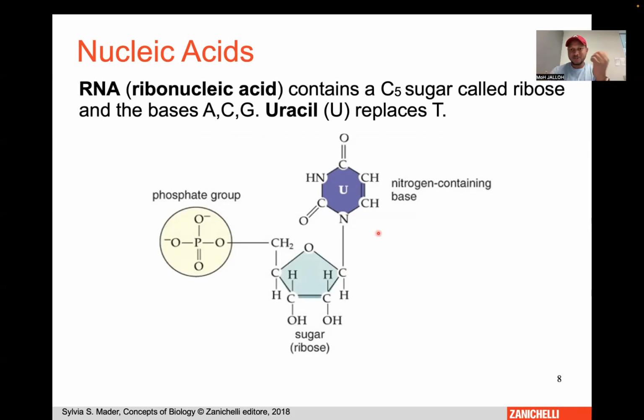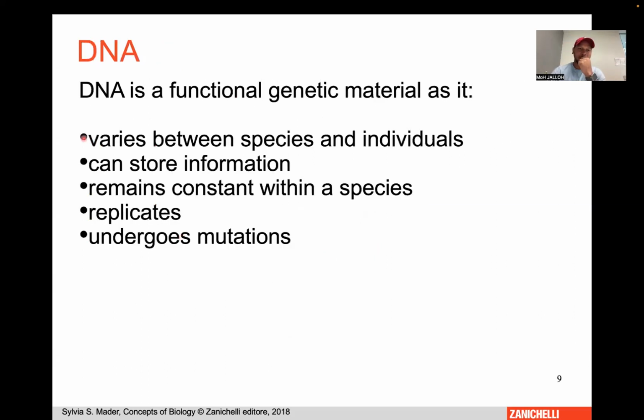So these are the major differences. But besides that, everything else remains the same. It has a nitrogenous base, it has a ribose sugar, and then it has a phosphate group, the 3 basic elements of all nucleic acids. Okay, so let's go to the next one.